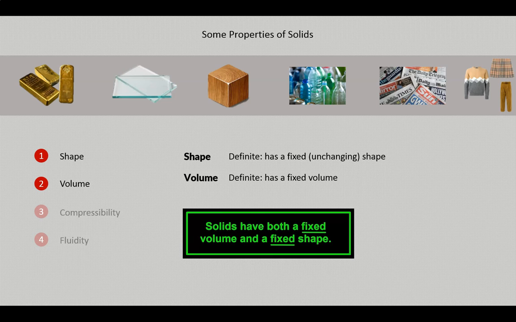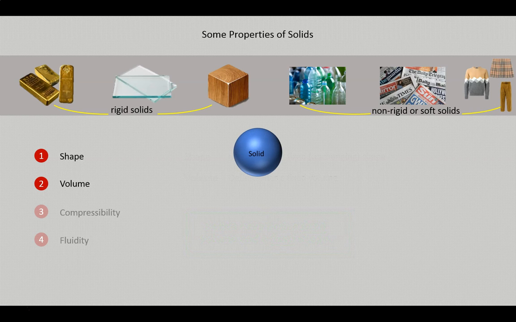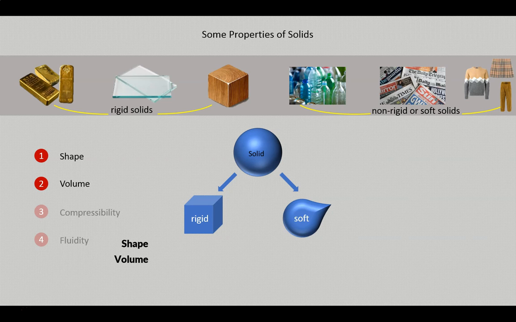We'll do that by calling the first group rigid solids, and the second group non-rigid solids, also known as soft solids. Let's set up this diagram and show solids divided into rigid and soft. Let's indicate shape and volume here. We know that shape is definite or fixed for rigid solids, and volume is also definite or fixed.